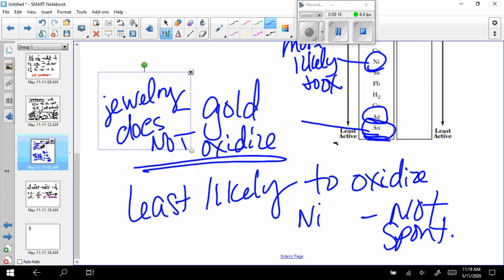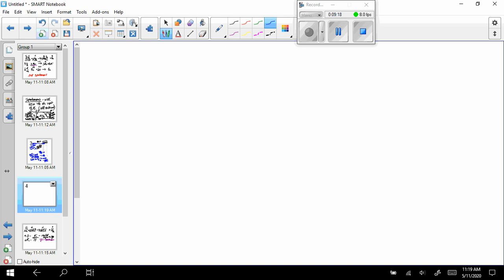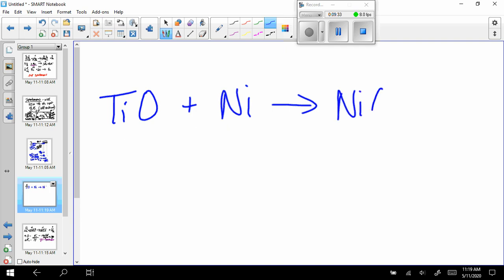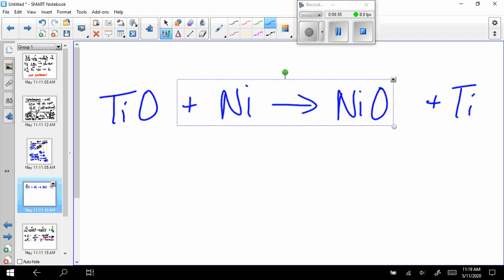All right, let's do another example so that I make sure you are confident in doing this. Let's say I have TiO plus Ni. I would get NiO plus titanium. Here titanium must have been a +2 and here it's a 0. And here nickel is a 0 and here nickel must be a +2 because I know oxygen's a -2.